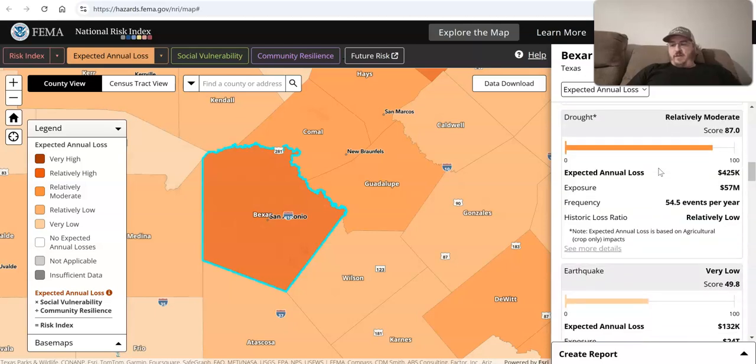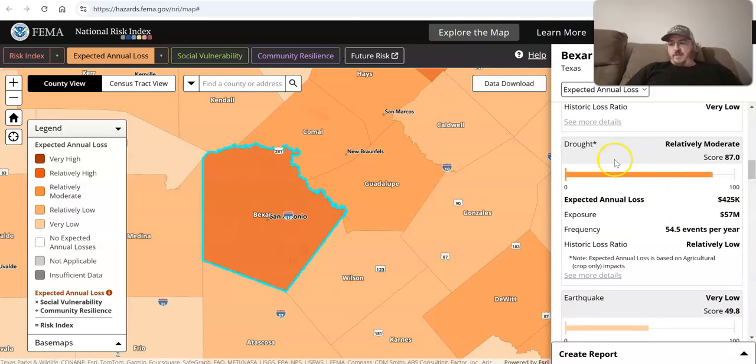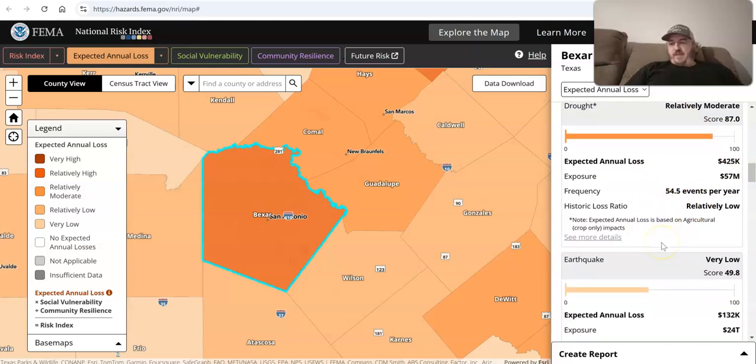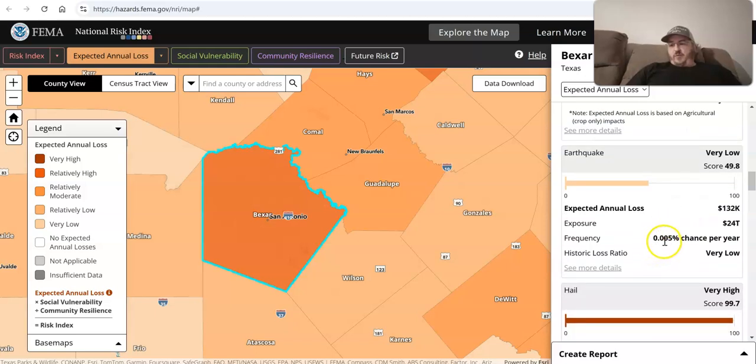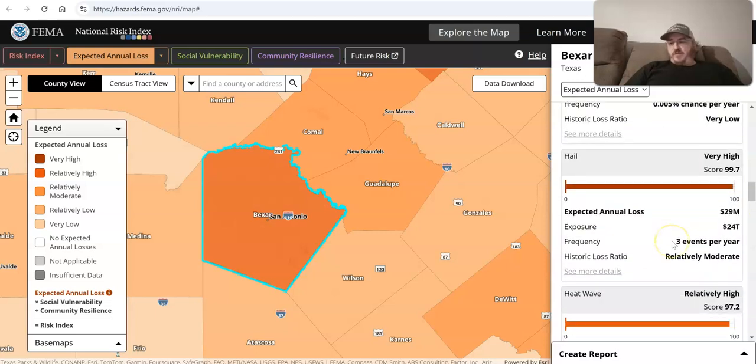But when we really dig into it, okay, you got a little bit high of a cold wave, drought. This is 54.5 events per year. I don't really know how they count an event in that, but we do have long droughts here. Earthquakes, 0.005% chance per year. So, like, virtually no risk, but I mean, there's always some chance.